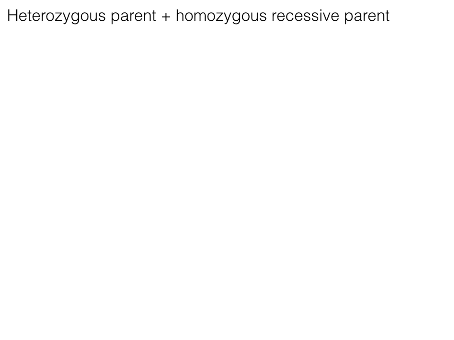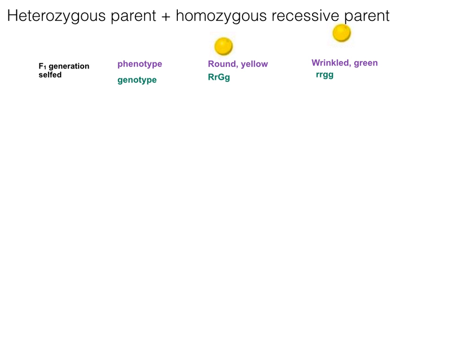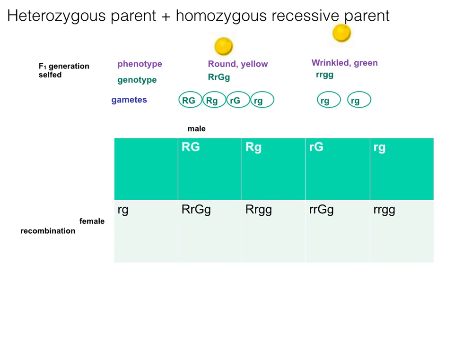So if we were to cross a heterozygous parent with a homozygous recessive parent, what do you think you're going to get? Well, what's the first step? The first step is to write down the parents, phenotype and genotype. So the phenotype will be round yellow, and the other wrinkled green. Then you're going to write down the gametes. You're going to use a Punnett square to work out the recombination.